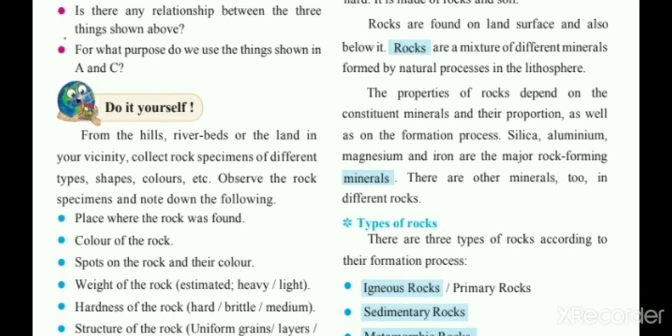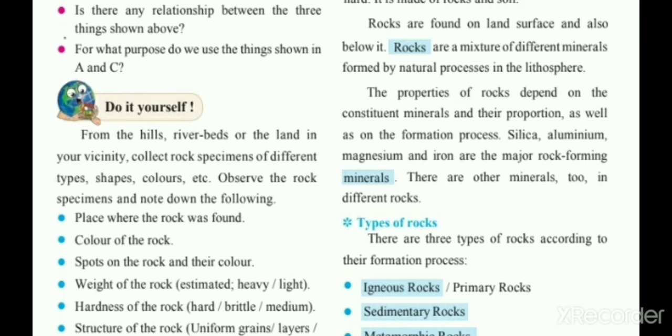The rocks are found on the land surface and also below it. So they are telling us that rock is found on the land as well as inside the land. Rock is a mixture of different minerals formed by natural processes in the lithosphere. As I have explained the three types of spheres, the lithosphere is the land surface. So in the land surface, different kinds of minerals are formed by natural processes. This is what we call rock.